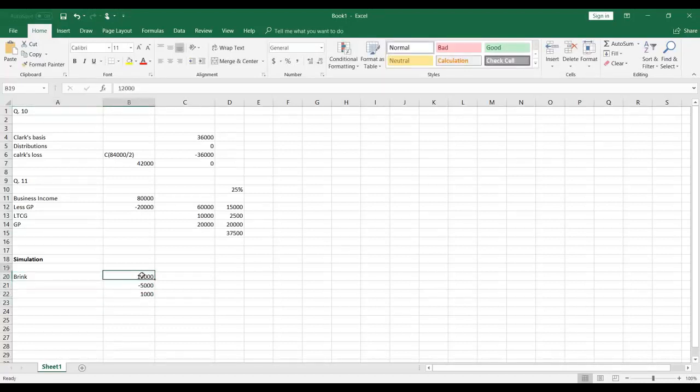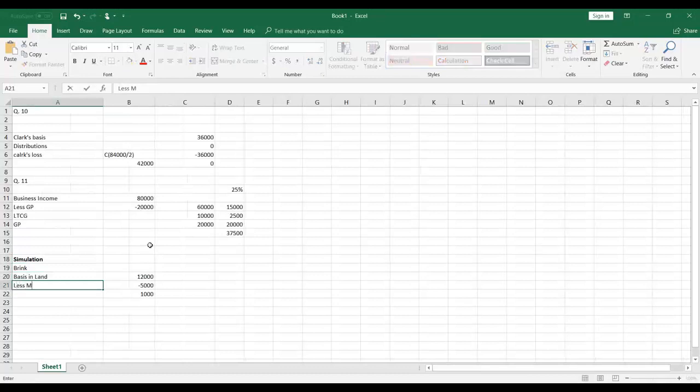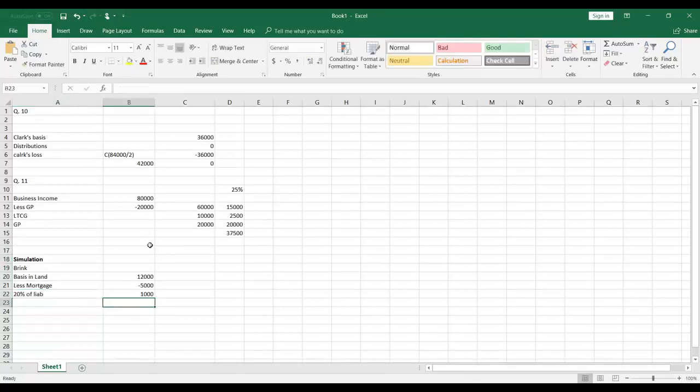12,000 is the basis in land, right? Minus 5,000, which is the mortgage that he is contributing. Yes. And then add back the percentage of share in the partnership liability. Yes, which is basically he has 20%, right? Yeah, so 20% of 5,000 is $1,000. So his total basis here is $8,000. Is everybody following this? Yes. I just need to see some hands raised, even if you're not talking.